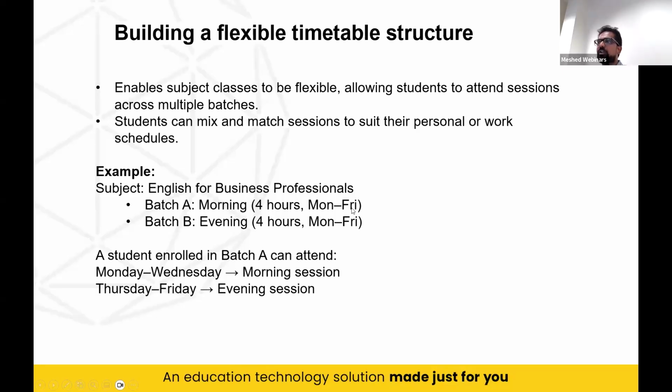Morning batch is a 4 hour class Monday to Friday, and the evening batch is a 4 hour class which is also running Monday to Friday. If the student has to attend Monday to Friday classes for this specific subject, what this flexible timetable does is give the student the flexibility to attend Monday to Wednesday morning session classes, and then Thursday and Friday he can choose to attend the evening class. That means he will be joining both batch A and batch B for this specific subject. So this is the flexibility the student is getting to enroll in the subject and then attend the classes as per his need.